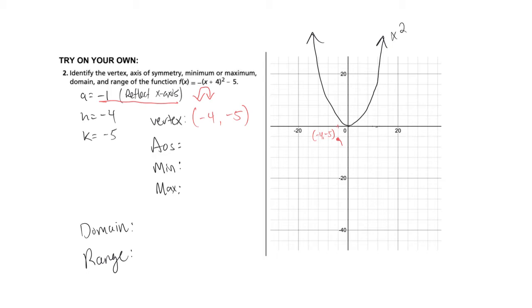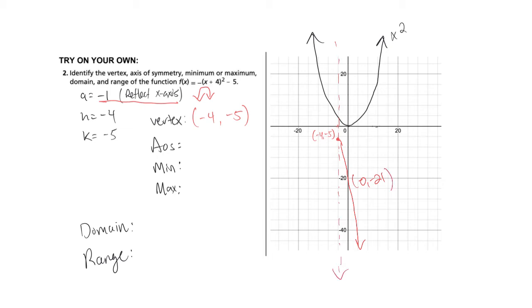All right, so for this case, let's just briefly draw it. If you wanted to find points, you could plug in 0 for x, which would be negative 16 minus 5, negative 21. So that's where it should cross, negative 21. That'd be our y-intercept, 0, negative 21. And our axis of symmetry should be going through here.